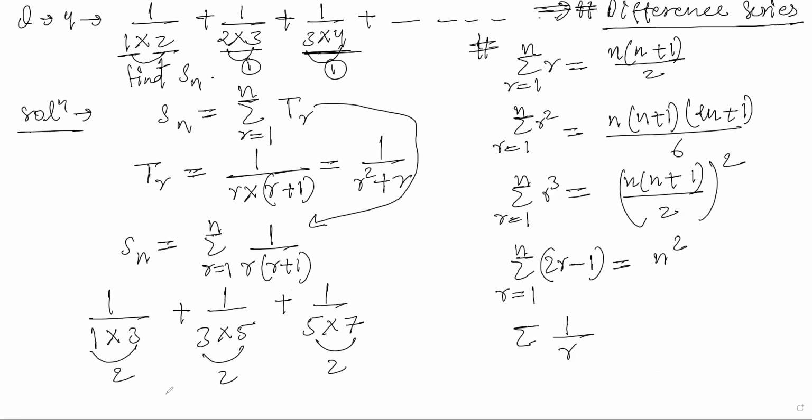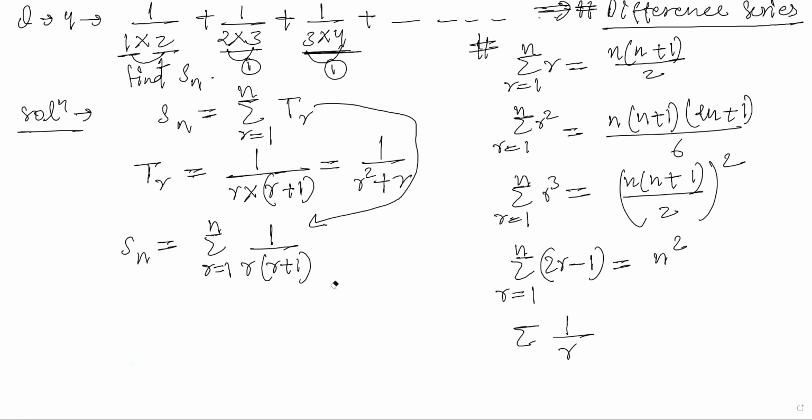So there is another way to solve these types of series. We don't have a formula for them, but we have a method for them. Now, what we want to solve is 1 by r into r plus 1. So we are calling it a difference series, so we'll be using this difference to solve the series. Now the difference between two terms is 1 here.